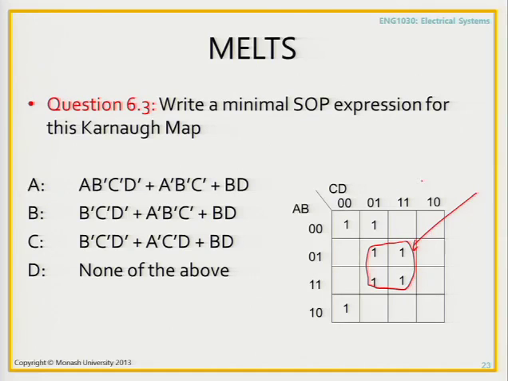So what are the variables that don't change between all these cells, all these terms? So you've got b equals 1 and d equals 1, right? Yeah? So then this is BD. So the correct answer should have BD in it. Wow. That's good.